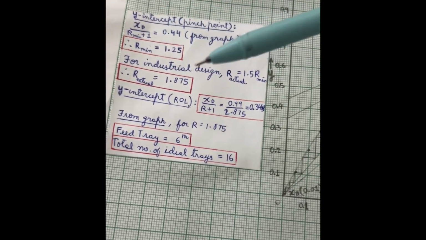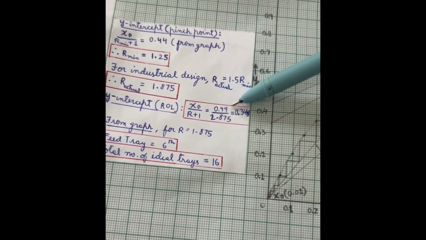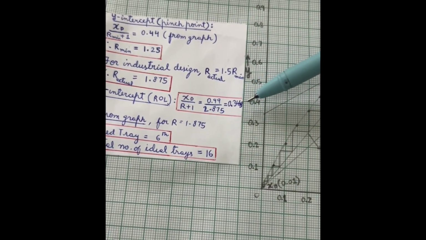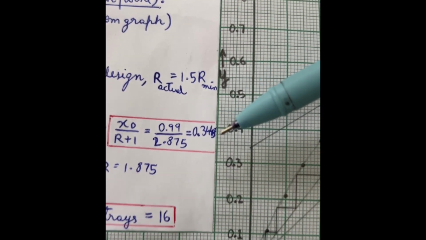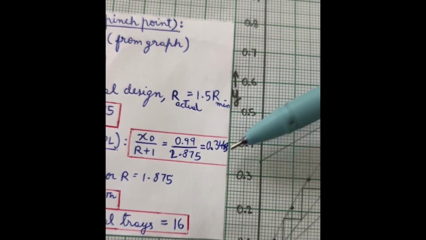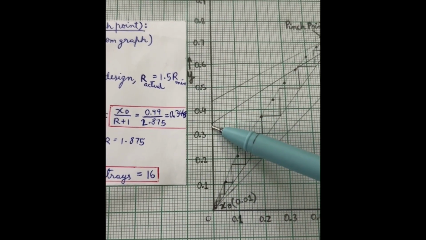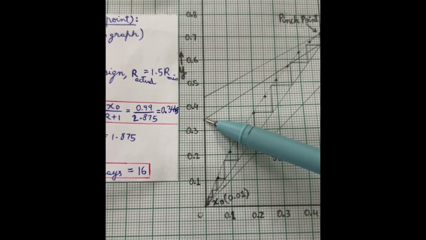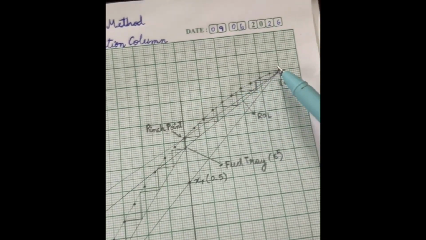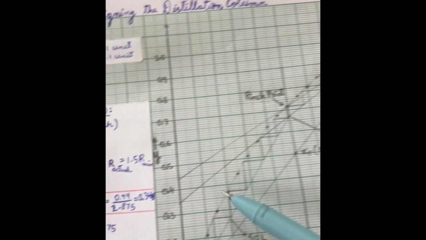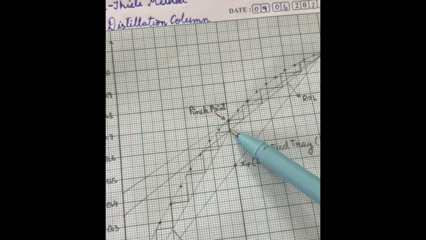That's the rectification section, and you get XD by R plus 1 equal to 0.99 by 2.875, which is 0.3443, I believe. Yeah, that's what I have done. And then what you do is you mark it on the graph, on the y-axis, and then from this point join it to the XD. So you join this, and wherever it touches the Q line, just mark it.